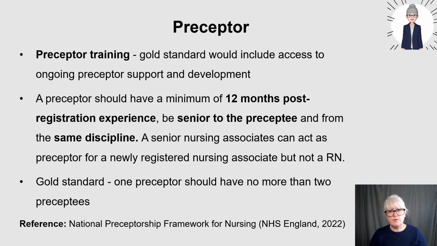When we look at the role of a preceptor, preceptors should have some training, and the gold standard would include access to ongoing preceptorship support and development. And the National Preceptorship Framework for Nursing, NHS England, suggests that the preceptor should have a minimum of 12 months post-registration experience, be senior to the preceptee and from the same discipline. For example, a senior nursing associate can act as a preceptor for a newly registered nursing associate, but not a registered nurse, as I just mentioned before. And the gold standard would be that one preceptor should have no more than 2 preceptees.